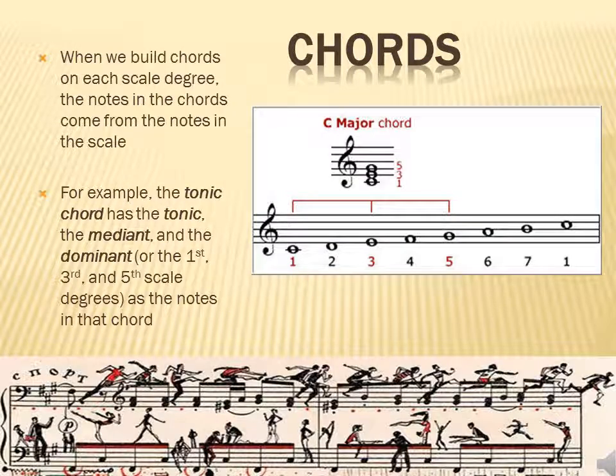When we build chords on each scale degree, the notes in the chords come from the notes of the scale. For example, the tonic chord has the tonic, the mediant, and the dominant, or the first, third, and fifth scale degrees as the notes in that chord. So the C major chord has C, which is the tonic, E, which is the mediant, and G, which is the dominant.